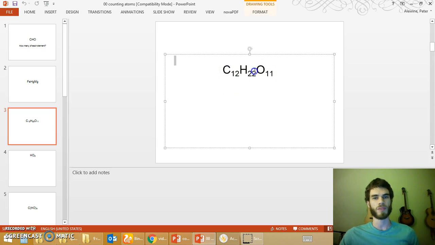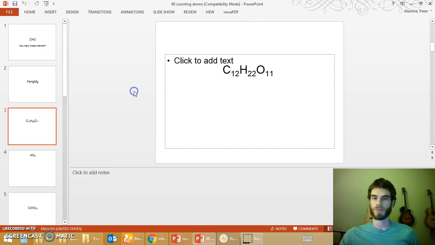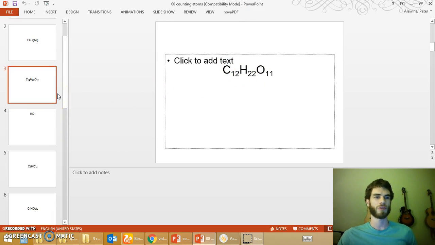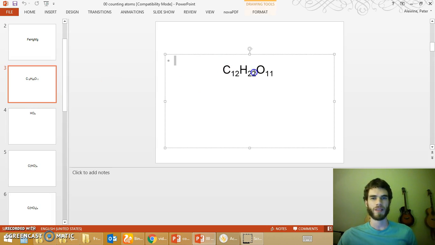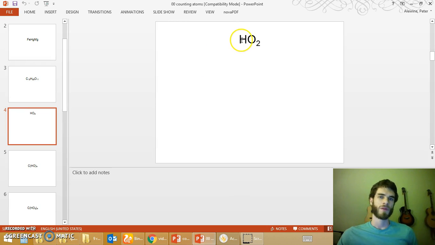This, by the way, happens to be glucose, a sugar molecule. So when you eat sugary candy, that's what tastes so good right there. Here we have one hydrogen and two oxygens. This would be the element hydrogen dioxide, would be the name of that.